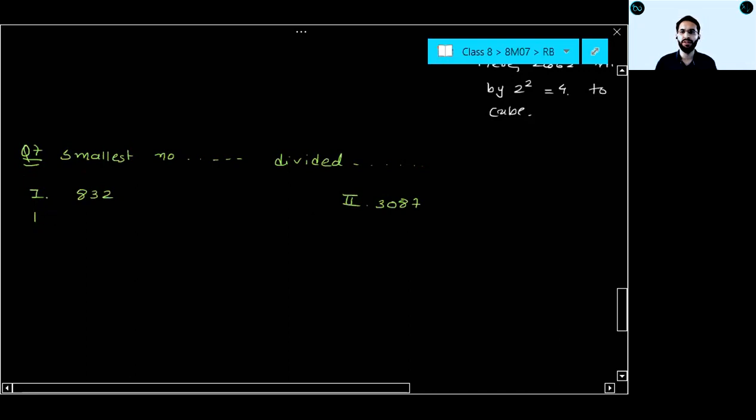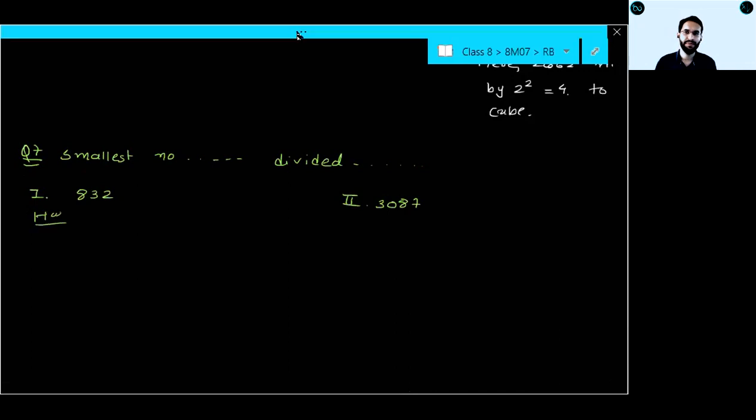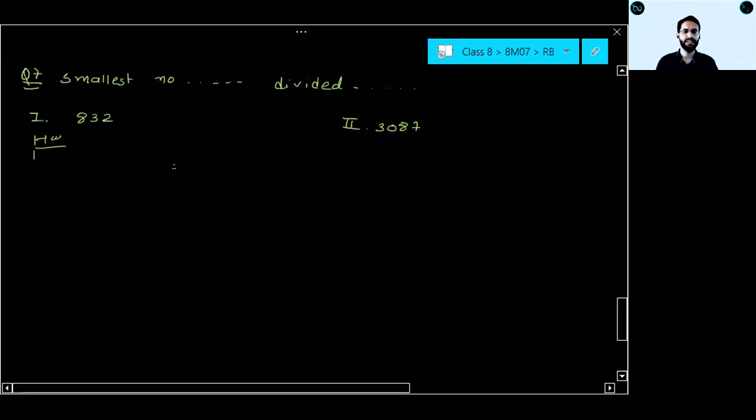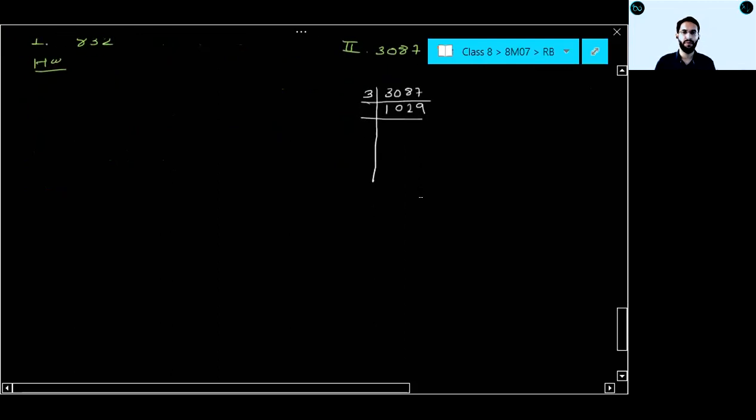Are you getting my point? Tell me yes, quickly. Now, who will tell me the prime factorization of 3087? Yes, Shivansh, tell me. Sir, first we should prime factorize it. Yes, let us do prime factorization. First step, sir, by 3, 1029. Very good.